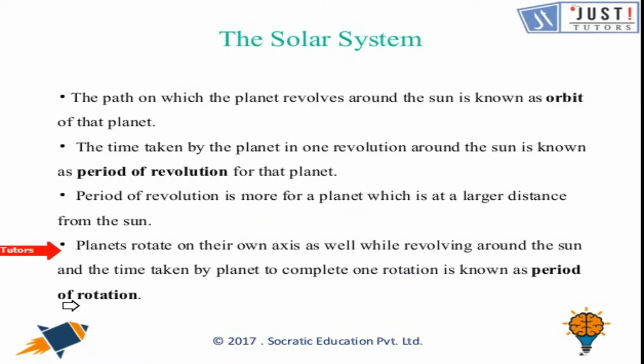Let's move forward towards the next one. So it says that planets rotate on their own axis as well while revolving around the sun, and the time taken by a planet to complete one rotation is known as the period of rotation. And now let's move forward and let's learn about different planets.